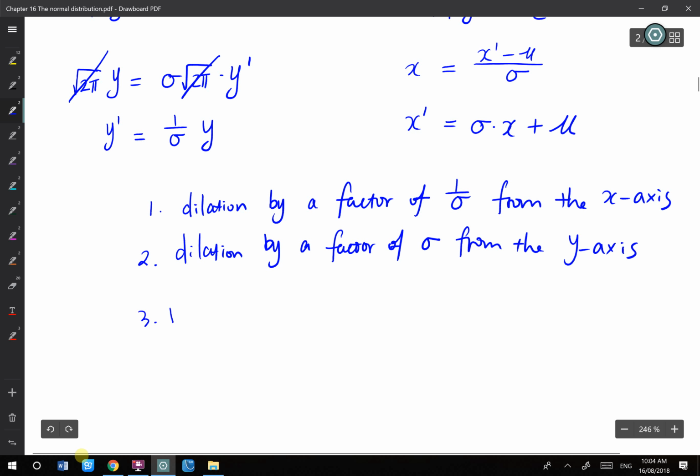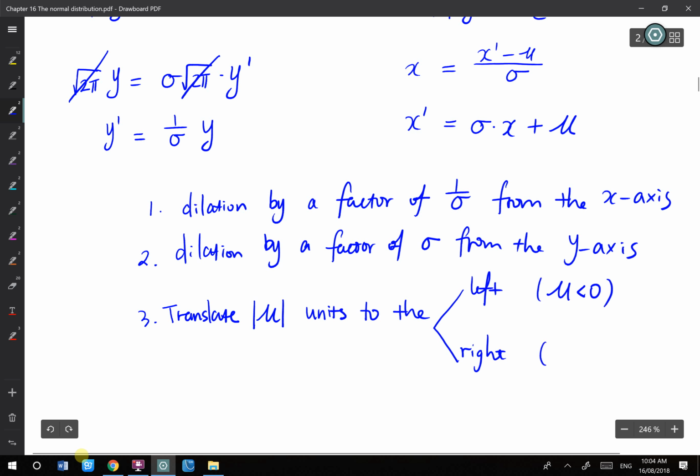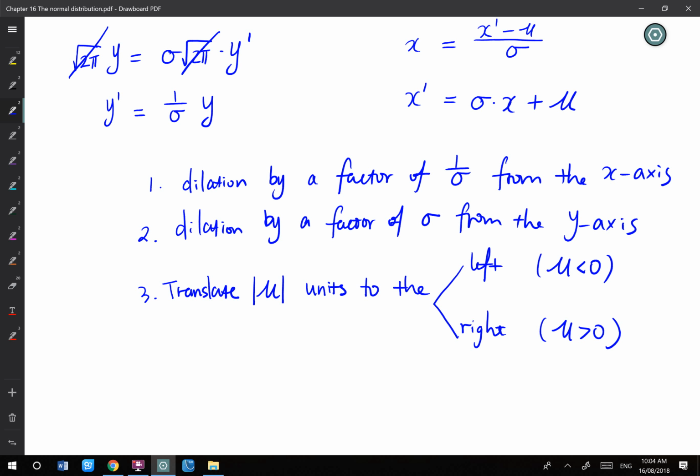And then we say translate by absolute mu units to the left or right. This one is mu less than 0, and this one is mu greater than 0. It depends on whether mu is positive or negative. If mu is negative, say it's -3, then it's moved 3 units to the left. If mu is 5, then it's moved to the right by 5 units.